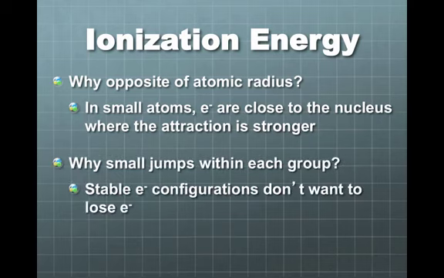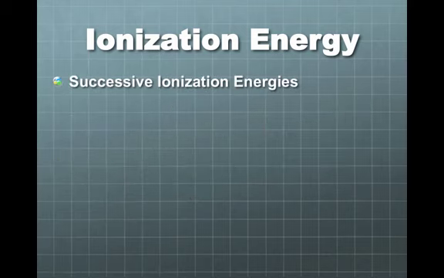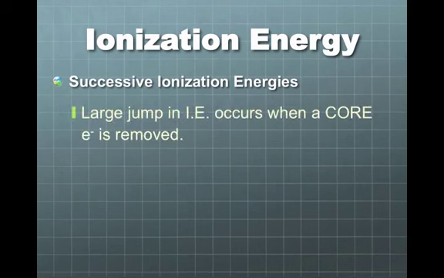Why do we have small jumps within each group? Well, stable electron configurations really do not want to lose an electron. Now, successive energy jumps, so this is our second or third ionization energy jumps. A large jump in ionization energy occurs when a core electron is removed.